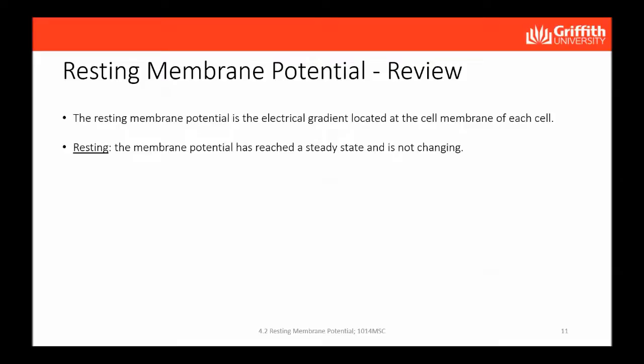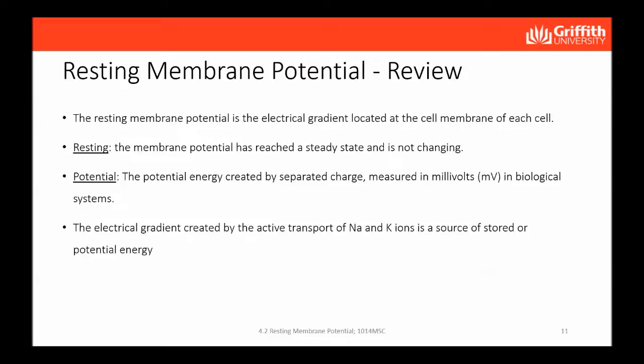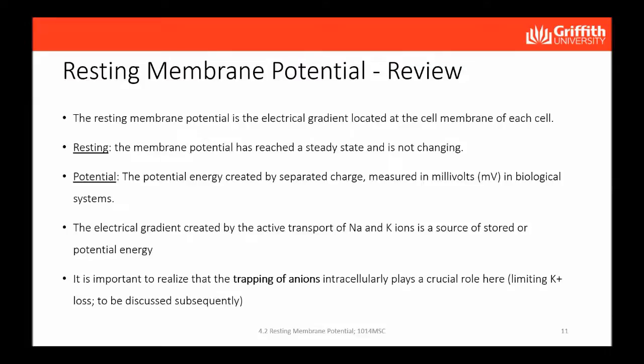The term resting means that the membrane potential has reached a steady state and is not actively changing, while the term potential means the potential energy generated by the separation of charges. The electrochemical gradient created by the active transport of sodium and potassium ions across the plasma membrane is the source of stored potential energy. It is also important to realize that the trapping of ions, such as proteins and phosphates, in the intracellular fluid also plays a crucial role in maintaining and stabilizing the resting membrane potential.